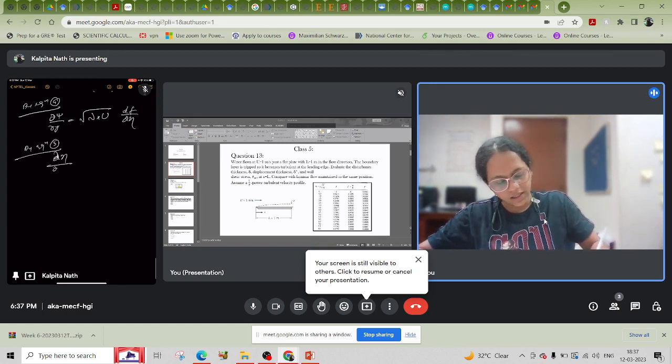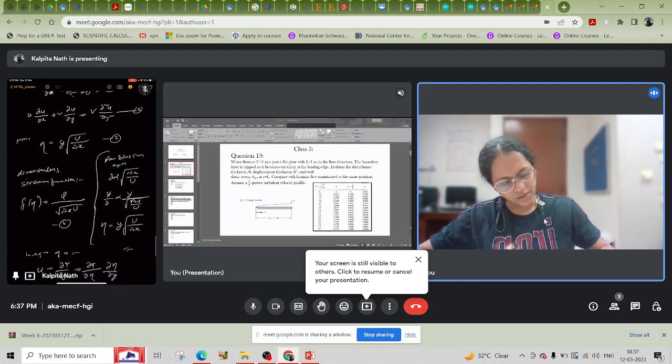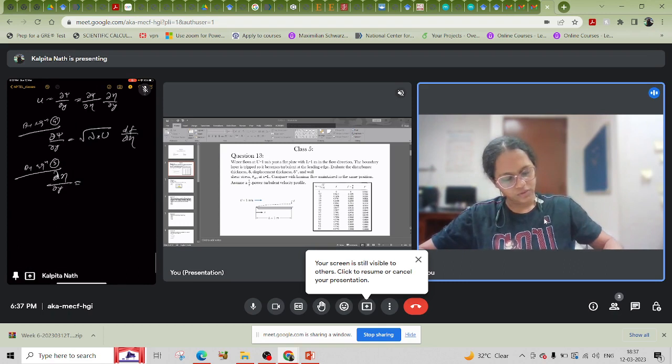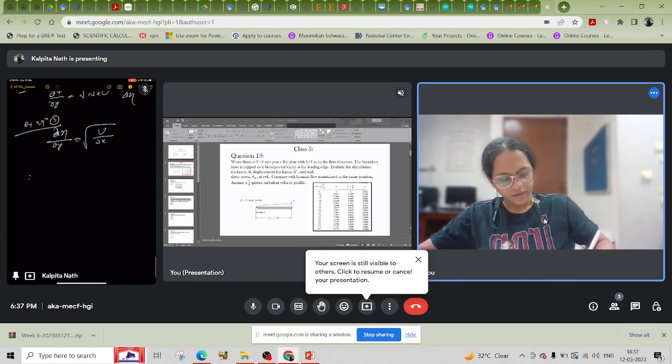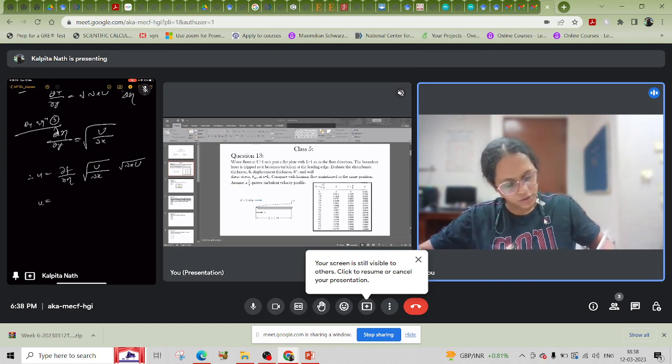Then by equation 3, del eta by del y is equal to root over u by nu x. Therefore small u is equal to del f by del eta into root over u by nu x into root over nu x u. So small u came out to be u df d eta.